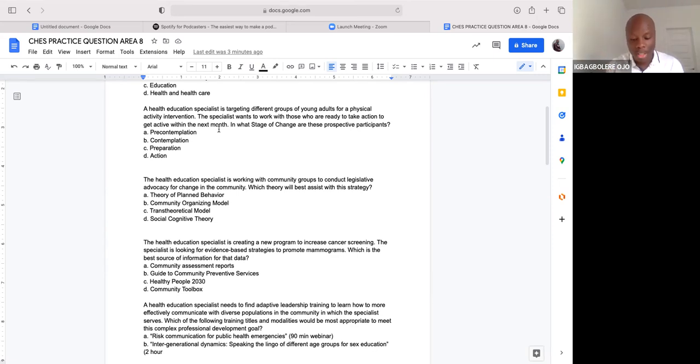Now, the next one says preparation. Basic English word. What does that mean? It means you are getting ready to do something, all right? So as a health education specialist, if you are going to embark on a new program or evaluation or implementation, you plan to do it, right? You plan for the data collection instruments. You plan out, you try to know what your priority population is. That's preparation. And of course, the group of people who have taken action are those who have decided. They've done it already. And the only thing we are waiting for is the outcome.